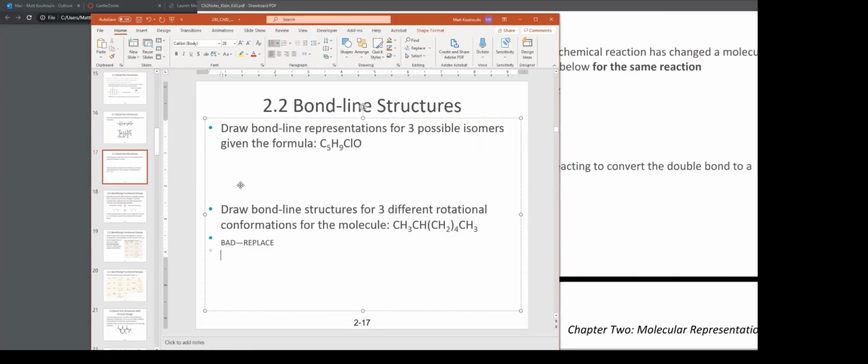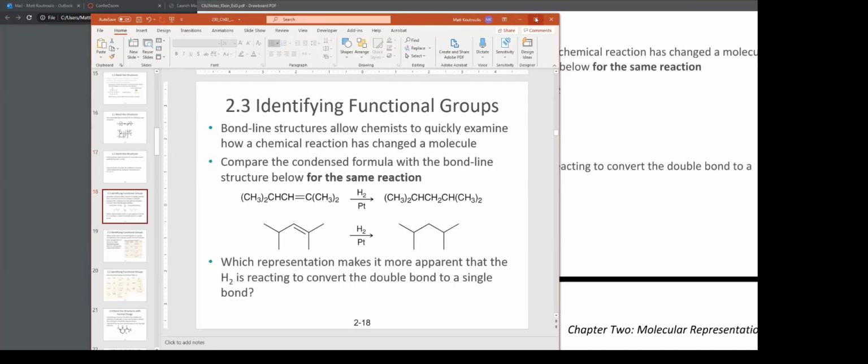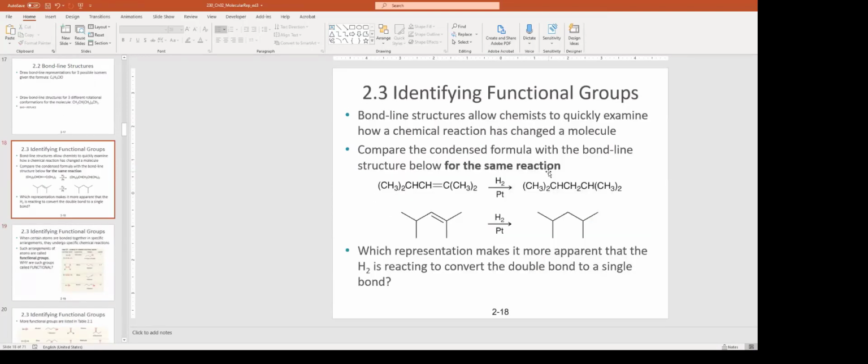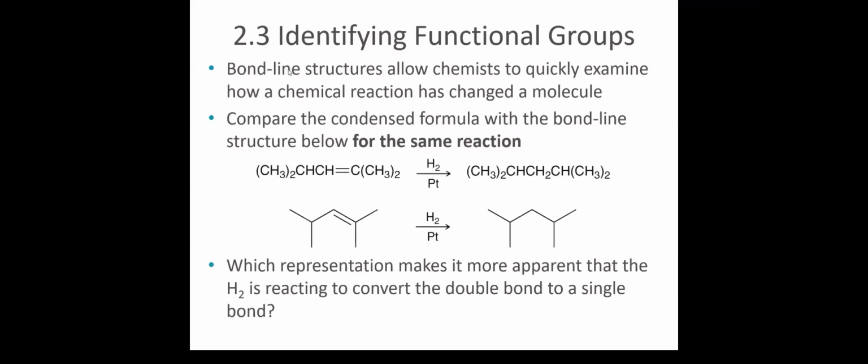Functional groups. This is probably the big topic of the day. Well, drawing molecules and functional groups. So this is going to have a lot of memorization involved, unfortunately. So we like to do it this way because it allows us to quickly predict how a chemical reaction has changed a molecule. For example, if I look at these two ways of drawing the same reaction, where is it easier to notice the change?